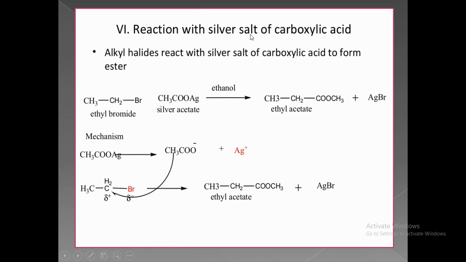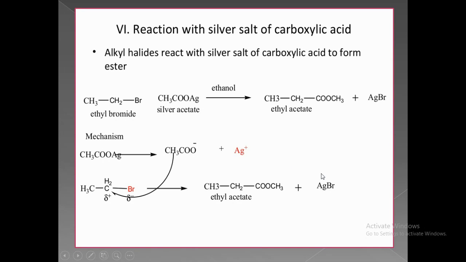Now the reaction with the silver salt of carboxylic acid. This is an important reaction in which we are using CH3COOAg, that is silver acetate. Silver has one positive charge, and the acetate ion has one negative charge over this oxygen, so this type of breaking takes place: CH3COO negative and Ag plus. The negative charge again attacks over this CH3CH2, and Br will be removed from here. So CH3COOCH2CH3 will be generated, plus one molecule of AgBr.